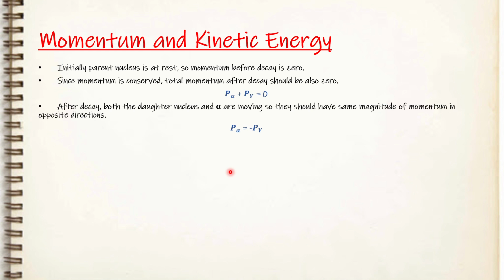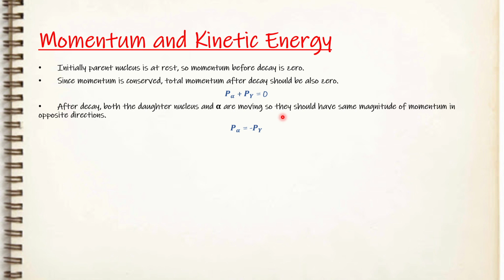Momentum and kinetic energy. Initially, the parent nucleus is at rest because this is a decaying process and not a collision. So, the nucleus is not moving. So, momentum before decay is 0. Since momentum is conserved because there are no external forces acting, total momentum after decay should also be 0. So after decay, both the daughter nucleus and the other particle, example alpha in this case, are moving. So they should have the same magnitude of momentum in the opposite directions. So they must be moving in opposite directions, right?